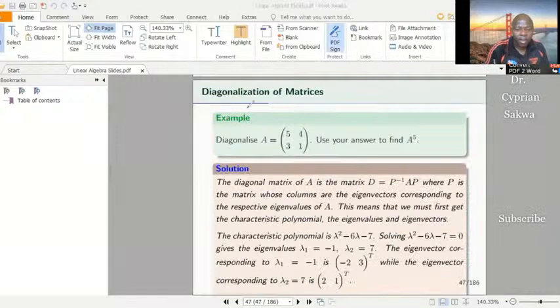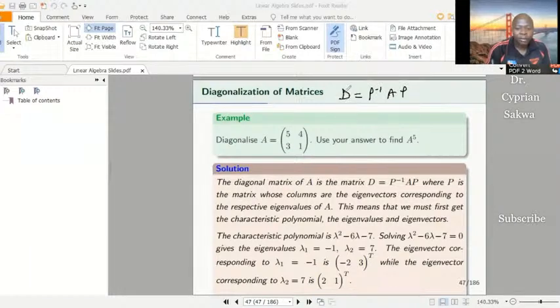Let's look at diagonalization of matrices. I'll straight away begin with examples, but just before that, if I'm given matrix A, then the diagonal matrix of A will be given by P inverse AP, where P is the matrix whose columns are the eigenvectors of A, and P inverse is its inverse.